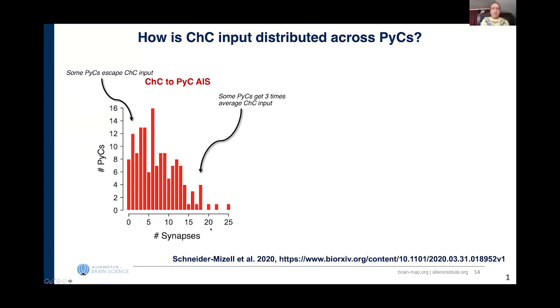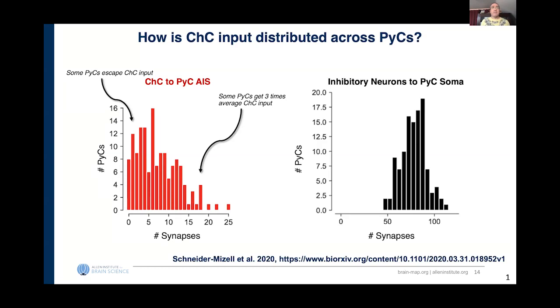And just to give you an idea of contrast, this is very different from the input to the soma of those same pyramidal cells, which is very nearby. No one escapes inhibition to their soma. And not only does no one escape inhibition to their soma, the count starts at 50. So it's very different.